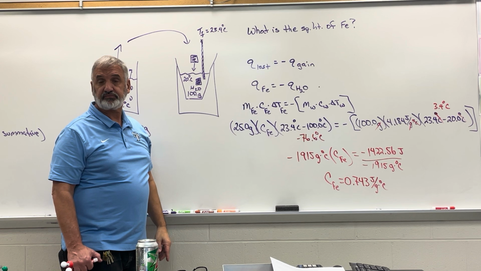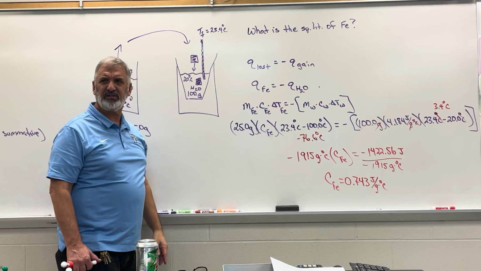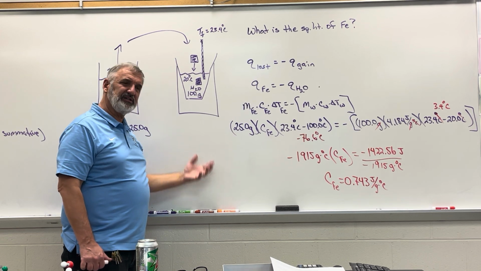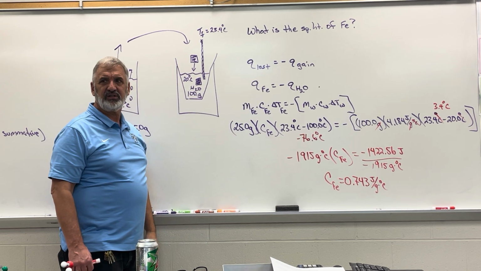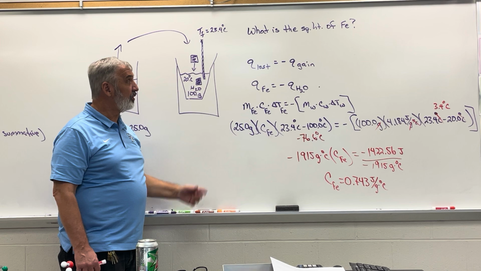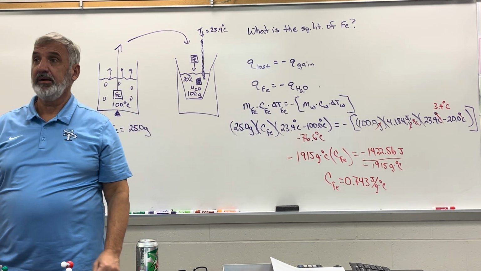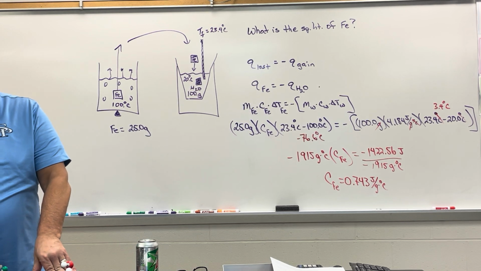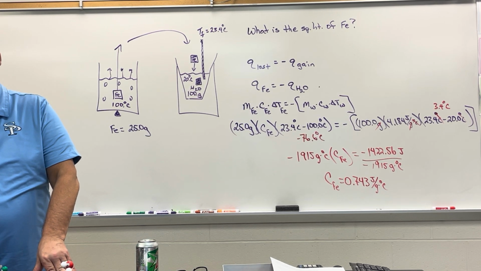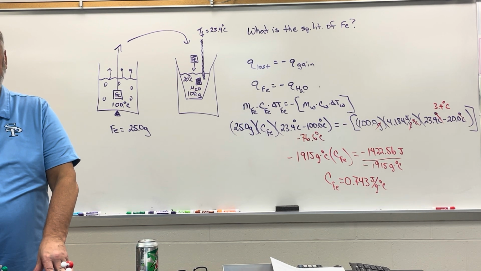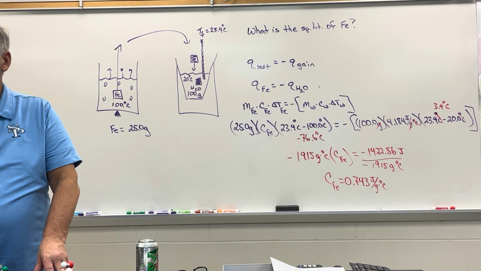Okay? Why such a big difference? Why does water only go up a little bit and the iron comes down so much? There's more water, 4 times more water. That's one reason. The specific heat: 0.449 versus 4.184. Almost 10 times larger specific heat for water. What does that mean?